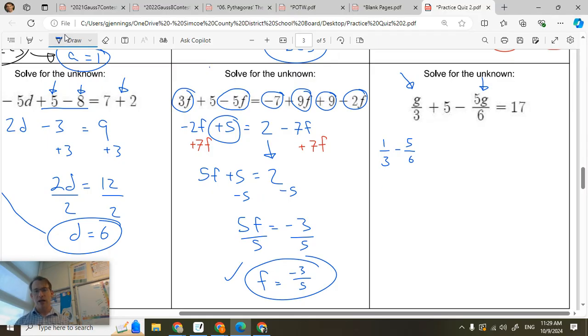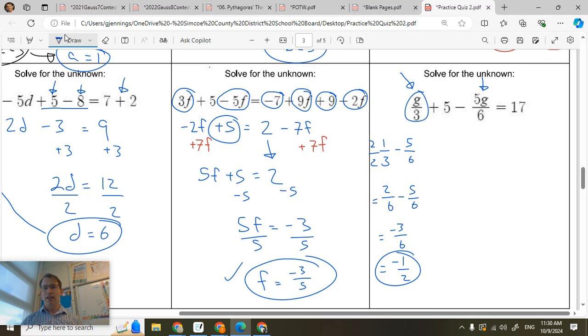This is the same thing as 2 on 6 minus 5 on 6. 2/6 is the same as 1 on 3, because I multiply top and bottom by 2. So that gives me -3 on 6, which is -1/2. So that's how many g's I have over there.